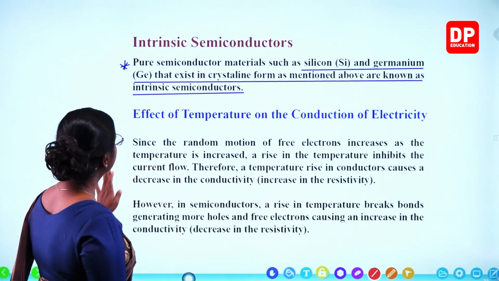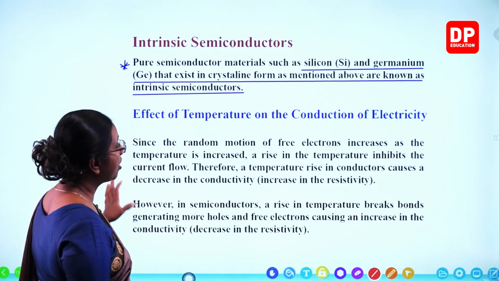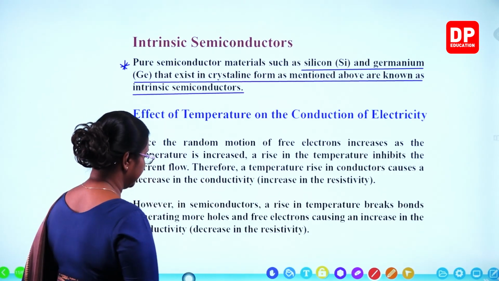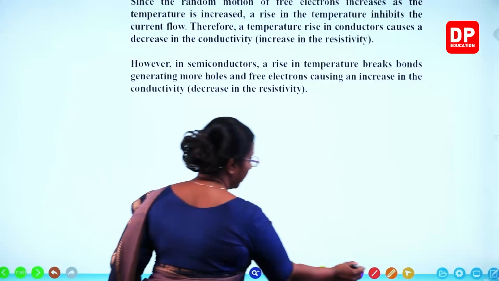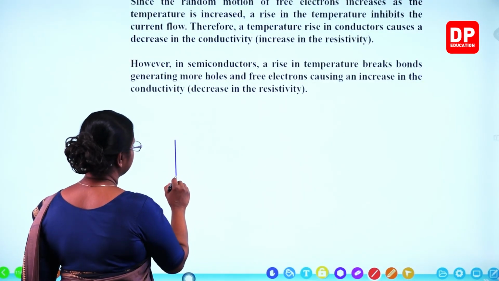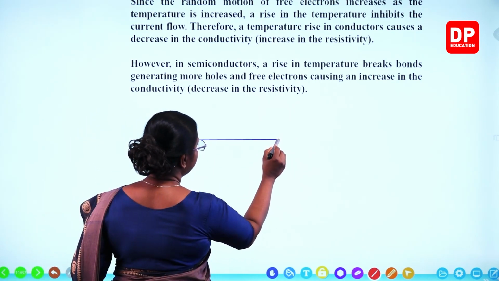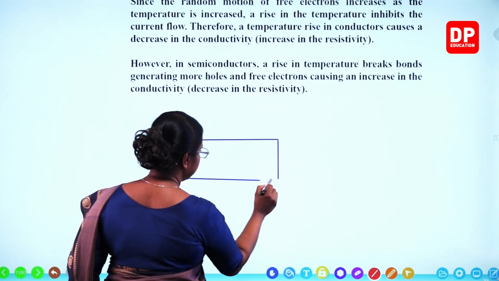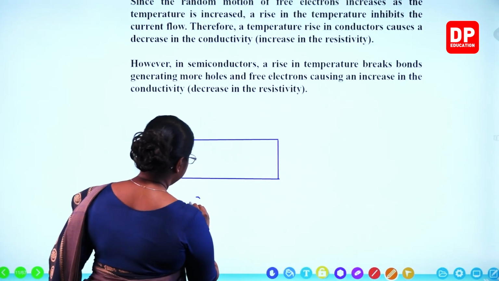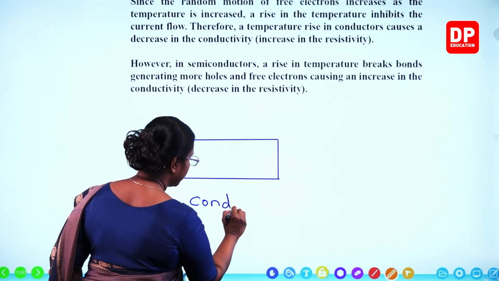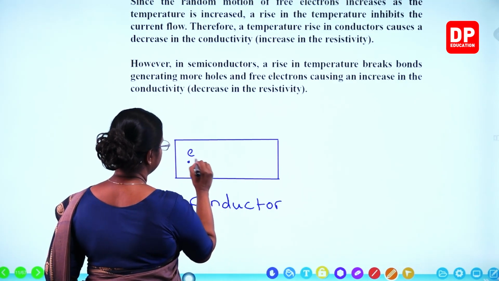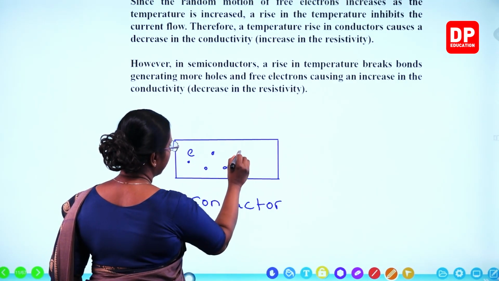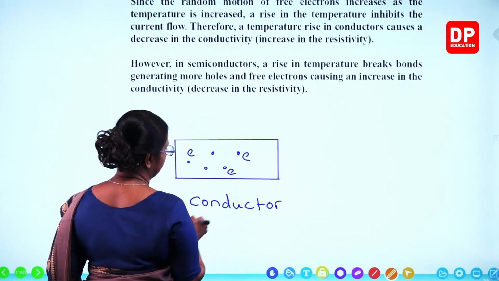Then we will look at the effect of temperature on the conduction of electricity. Now to understand that, if you take a normal conductor here, there are free electrons. Now I will use blue color dots to denote the free electrons.